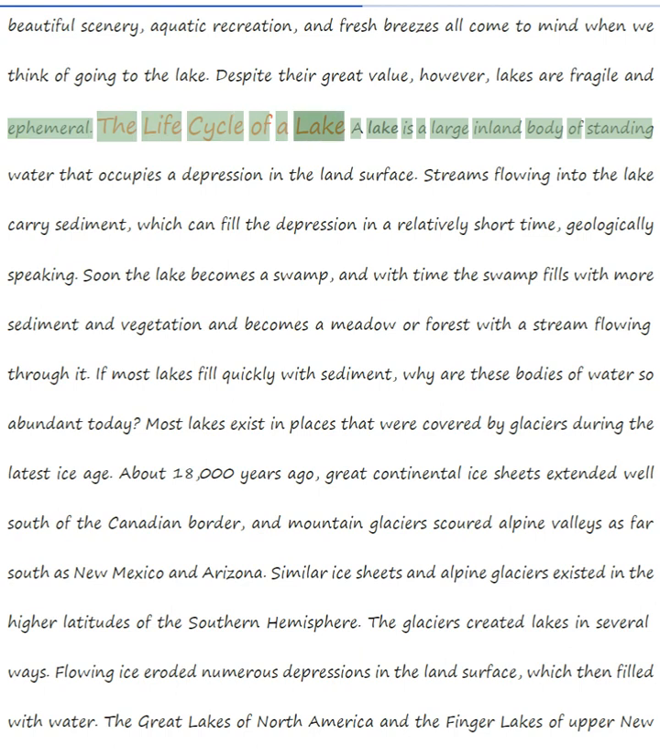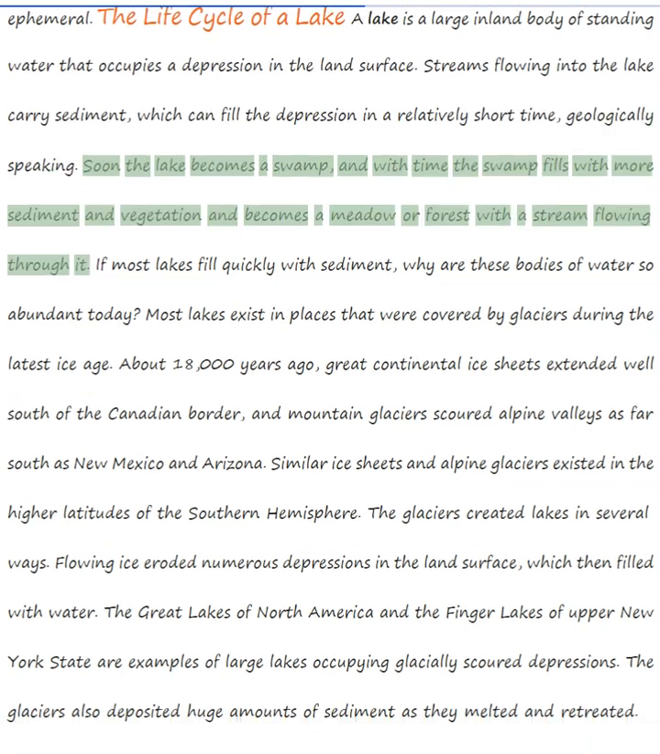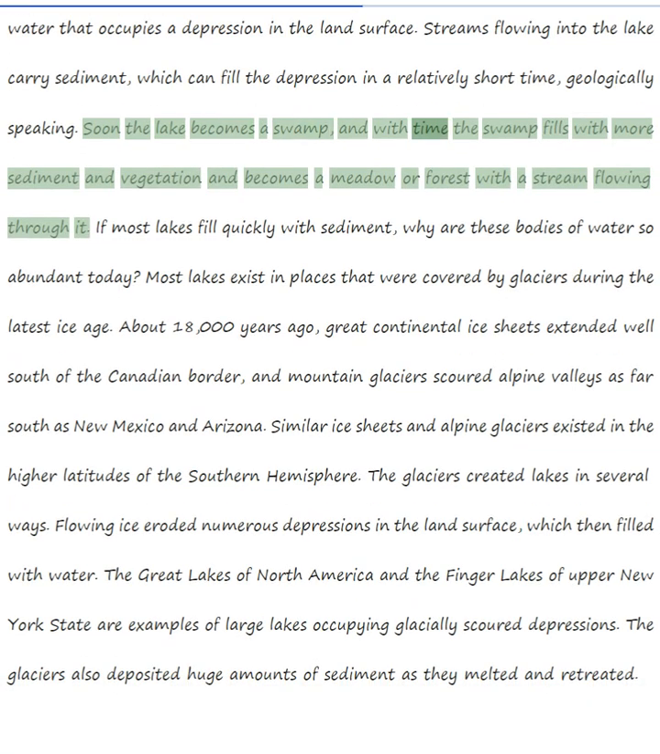The life cycle of a lake: a lake is a large inland body of standing water that occupies a depression in the land surface. Streams flowing into the lake carry sediment, which can fill the depression in a relatively short time, geologically speaking. Soon the lake becomes a swamp, and with time the swamp fills with more sediment and vegetation and becomes a meadow or forest with a stream flowing through it.